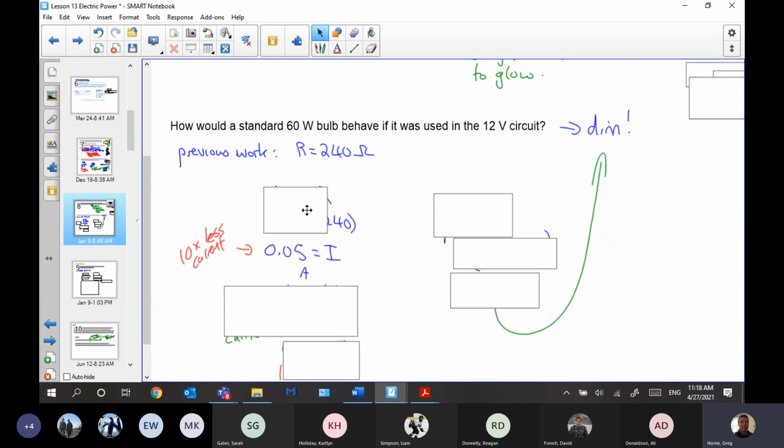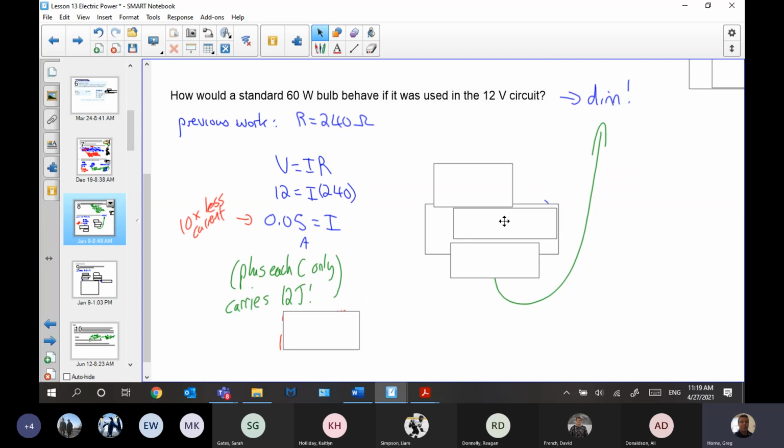We can get 0.05, right? 0.05 amps will actually flow. What you notice is 10 times less current. Not only do you have 10 times less current, but the energy they're carrying is also 10 times less, right? And so how many watts will this bulb kick out? If it's getting 10 times less current, each coulomb in that current is carrying 10 times less energy. We've got a double factor of 10 less. So that drops us to 6 watts and then down to 0.6 watts, doesn't it? So you can predict, based on logic, what wattage this bulb would actually behave as.